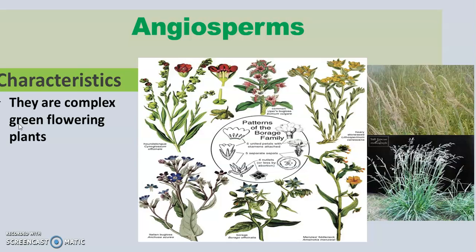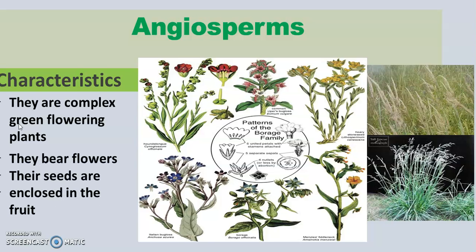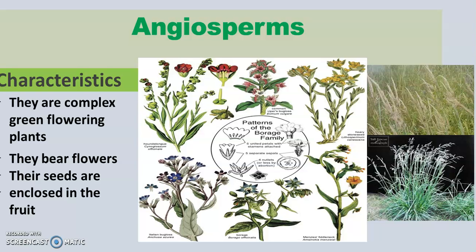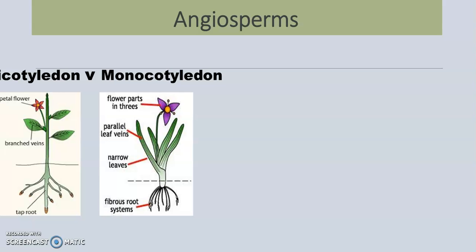They are complex green flowering plants, unlike the pteridophytes, which are simple and don't have distinct body parts. They also bear flowers. They also bear seed, and their seeds are enclosed in their fruits. We have two divisions under angiosperm. These divisions are called the dicot and the monocot.